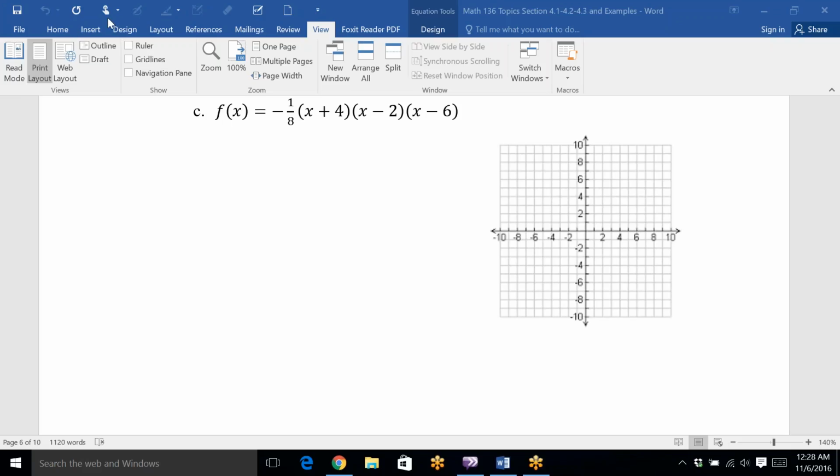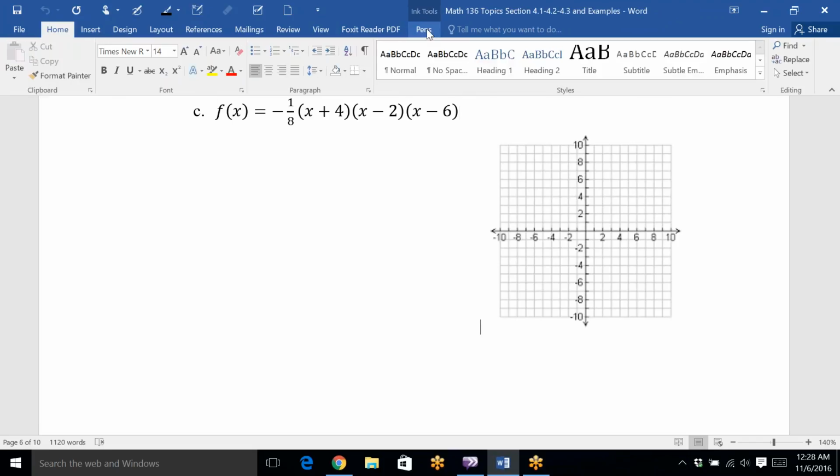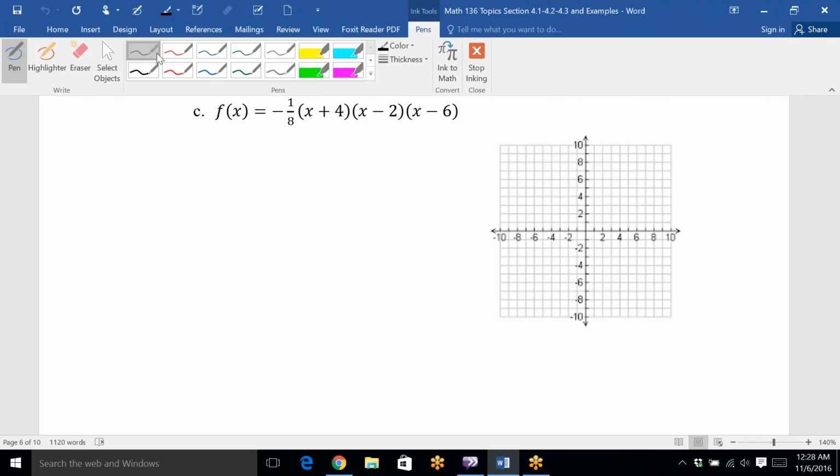Okay, this is the continuation of examples that we were working on in class when dealing with graphing polynomial functions. I did this one in one class but not the other, so we're going to start with part C. So this is section 4.1/4.2/4.3 because it was all kind of mixed together.